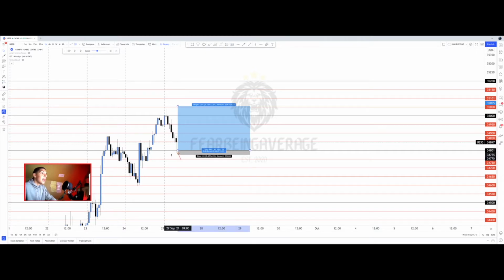So say you had like a 20 pip, 30 pip stop. If you would have held this trade and tried to hold it all the way up to this other 34,850, you could have had a potential 1 to 2 trade almost. This isn't perfect, mind you. This is hindsight. I'm just trying to show you examples.